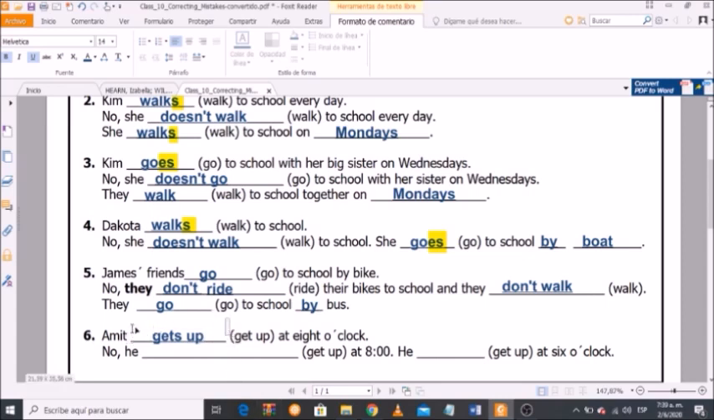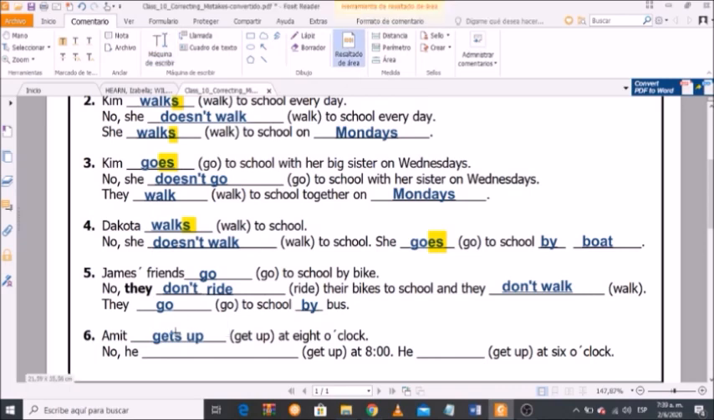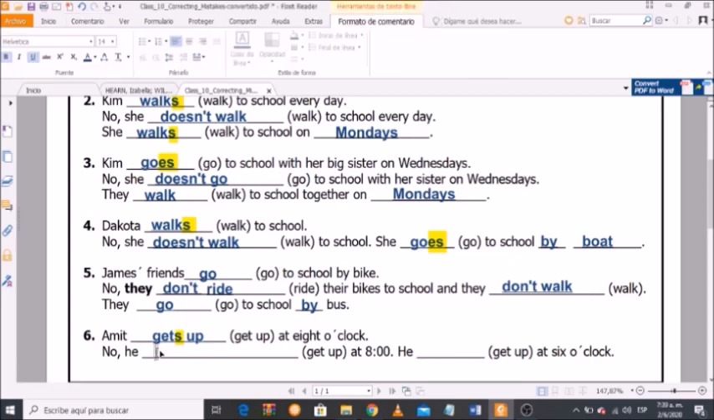Fíjense que como nuestro sujeto es he, vamos a agregarle una S al verbo. E importante, presten atención, que la S va en la palabra get. ¿Ok? No va en la palabra up. Amit gets up at 8 o'clock. Ok, but no, he doesn't get up at 8 o'clock. So, we write, no, he doesn't get up at 8 o'clock. He gets up very good at 6 o'clock. Okay?